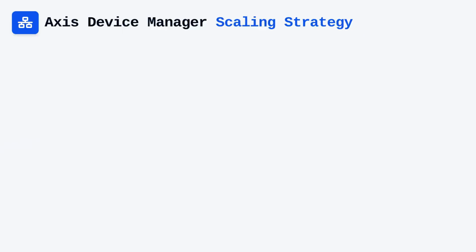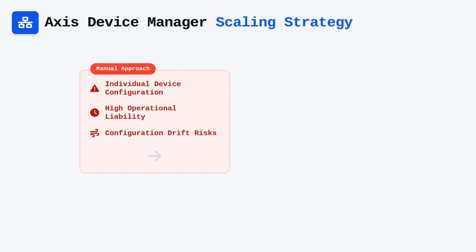Managing a handful of network devices is a task that barely requires specialized software, but moving from a dozen cameras to a fleet of hundreds changes the requirement entirely. When you operate at scale, individual device configuration becomes a liability rather than a mere manual task.